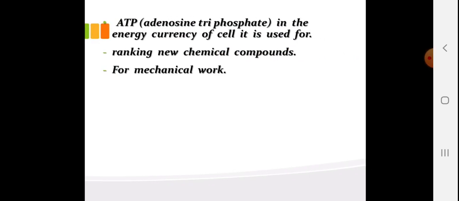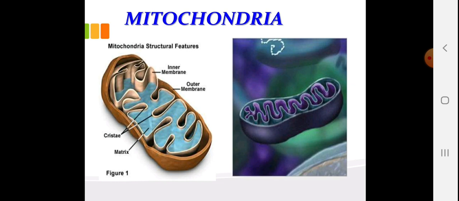Adenosine triphosphate is the energy currency of the cell, it is used for making new chemical compounds and for all the mechanical work within the cell. Now see, how does this mitochondria look? You can see the outer membrane is quite porous, whereas the inner membrane is quite folded. You can find matrix and cristae within the structure.